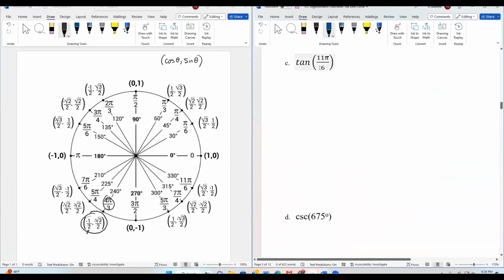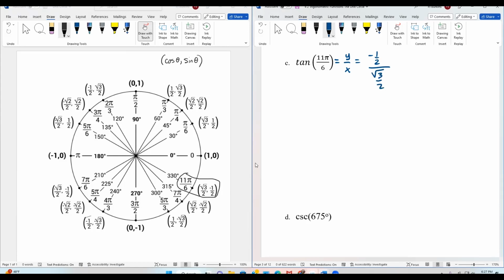Tangent of 11 pi over 6. So again, we just need to locate that point on the unit circle. It appears that 11 pi over 6, let me just get rid of these, is right here. And those are my sine and cosine. Now, they asked me for the tangent. So tangent, I know, is the y over the x. So I just need my y coordinate, which is minus 1/2, over the x coordinate, which is √3 over 2.